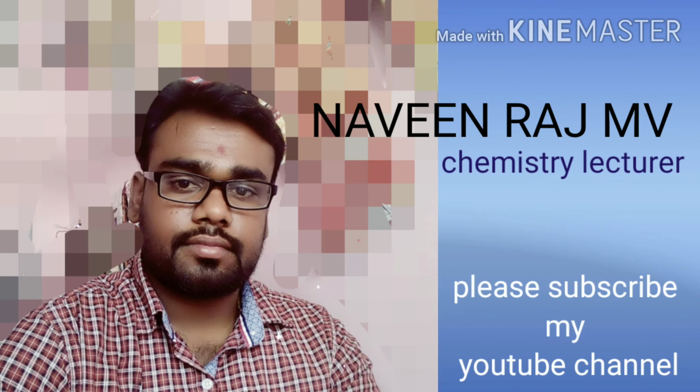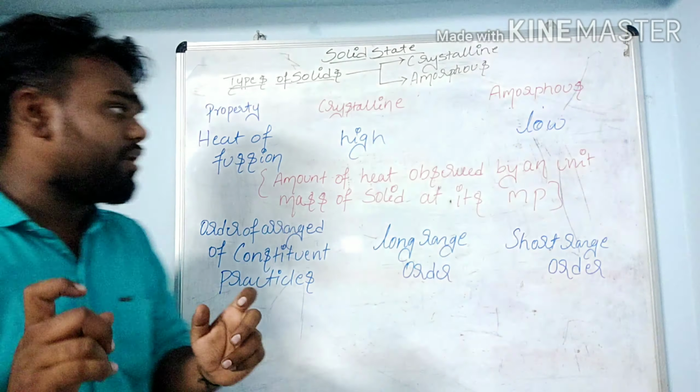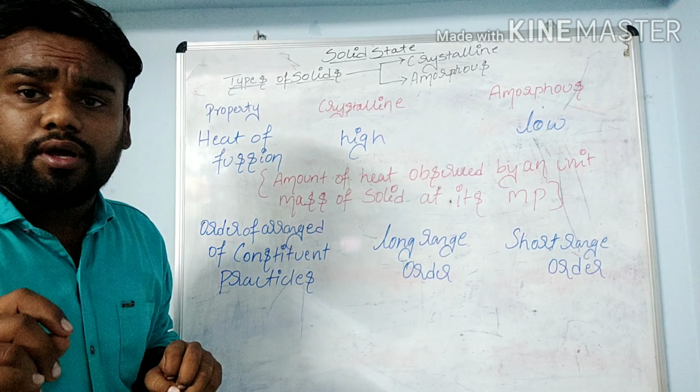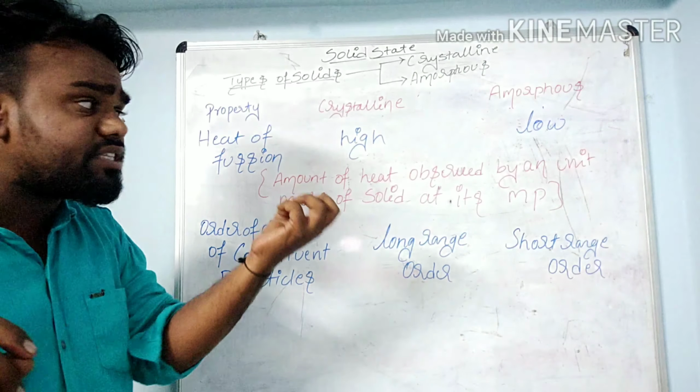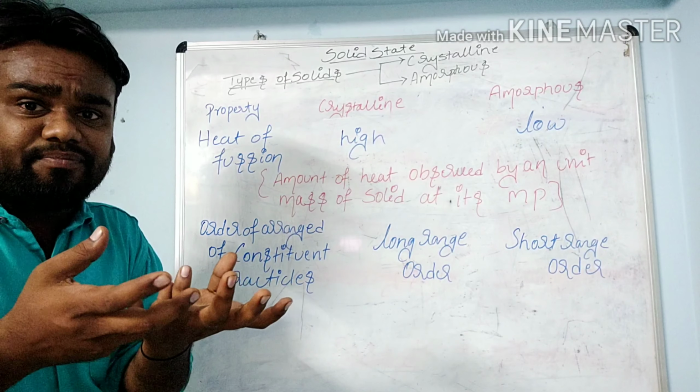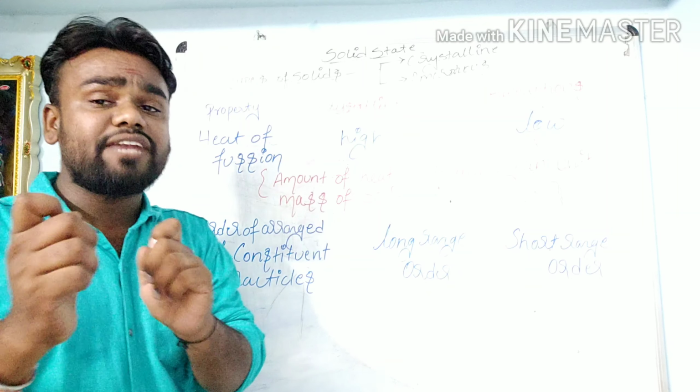Next property, heat of fusion. Heat of fusion is high in crystalline and low in amorphous solids. First of all, what is heat of fusion? It is the amount of heat absorbed by a unit mass of a solid at its melting point. That means the amount of heat a solid absorbs to melt. That is heat of fusion.